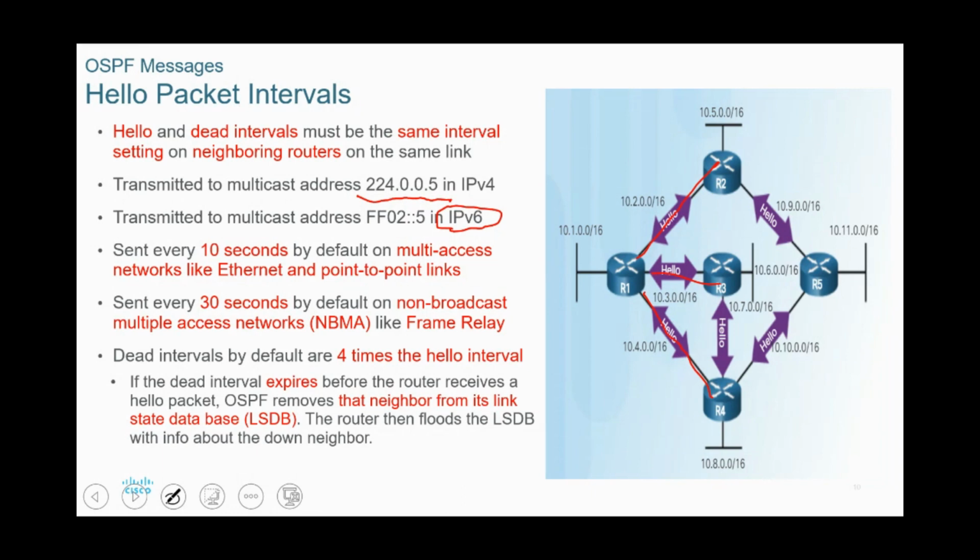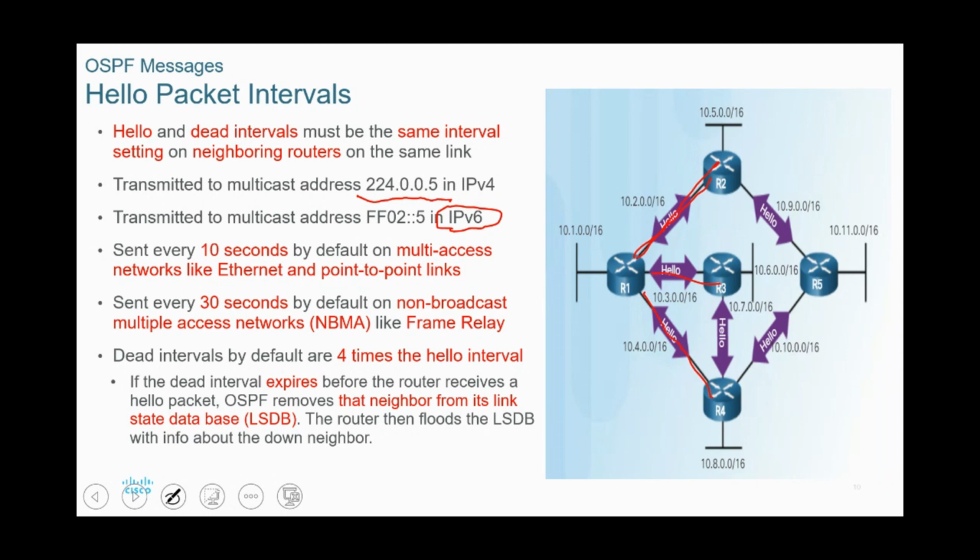And if you are using a non-broadcast multi-access network, which is like Frame Relay, so this duration to send the hello packets will be 30 seconds. Okay, just now the 10 seconds is for multi-access like Ethernet and point-to-point link, but for non-broadcast multi-access such as Frame Relay, it is sent every 30 seconds. So dead intervals by default are 4 times the hello interval. Now, if the dead interval expires before the router receives a hello packet, OSPF will remove that neighbor from its link state database. The router then floods the LSDB with the info about the down neighbor.